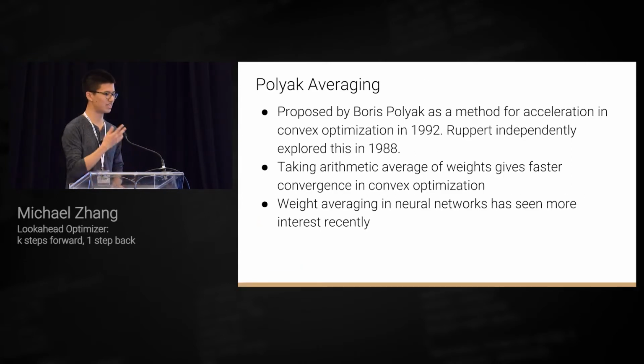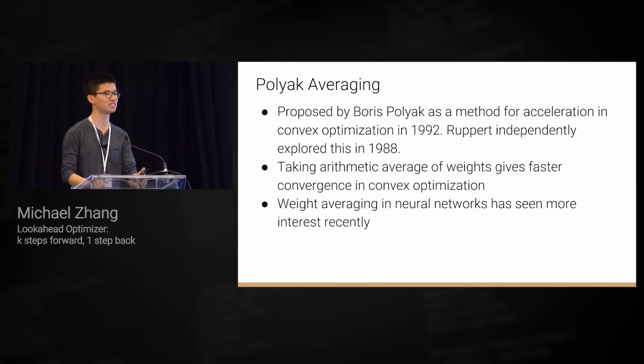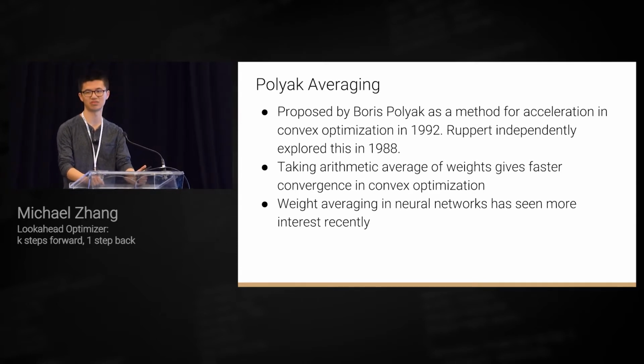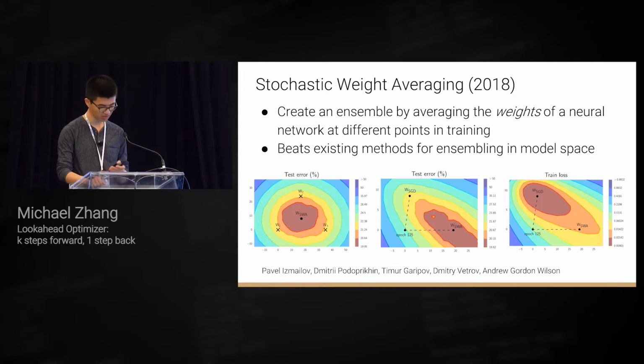The idea of Polyak averaging, proposed by Polyak and Juditsky around 1992, is taking the arithmetic average of your weights. This is shown to give better convergence guarantees in convex optimization. When your loss surface is really nice, if you average the weights throughout optimization, you can get faster convergence. This is an idea that's seen in the convex optimization community, but hasn't really seen more attention in neural networks until more recently. One instantiation of this approach is the stochastic weight averaging paper from 2018.